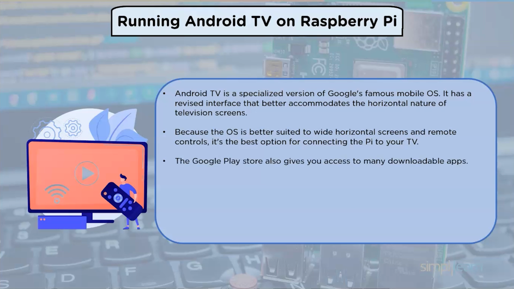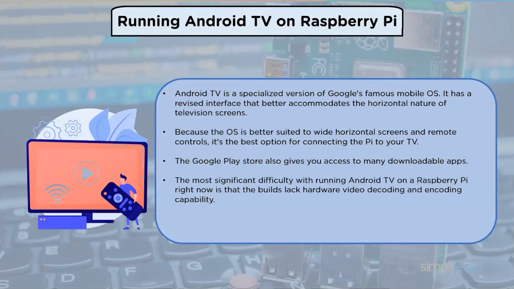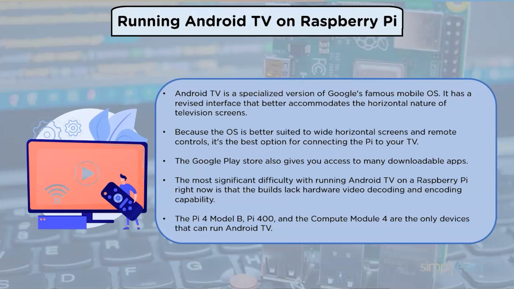The Google Play Store also gives you access to many downloadable apps. The most significant difficulty with running Android TV on a Raspberry Pi right now is that builds lack hardware video decoding and encoding capabilities. The Pi 4 Model B, Pi 400, and the Compute Module 4 are the only devices that can run Android TV.